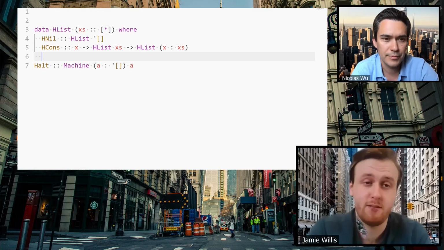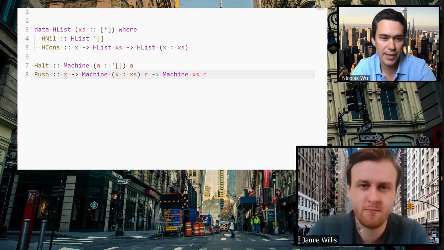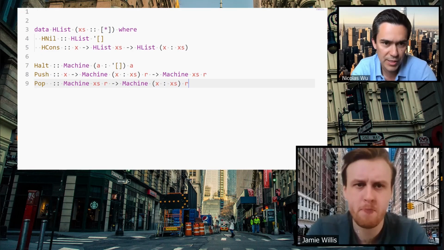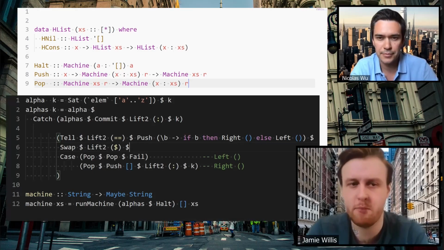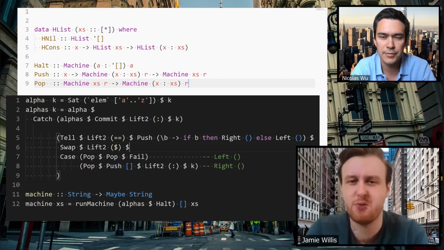So push takes an X and a machine that expects X and X's and produces a machine that expects just X's. And pop takes a machine that expects only the stack X's and produces a machine that expects an X on top of the stack X's. Right. I think I see. So the continuation machine expects a stack of a certain type, and then the instruction will adapt that stack to fit. I guess that compiling a combinator to a machine means taking a machine that will accept the result and makes progress towards some final goal.